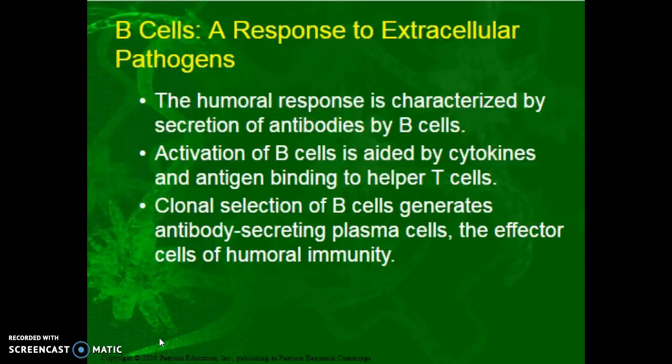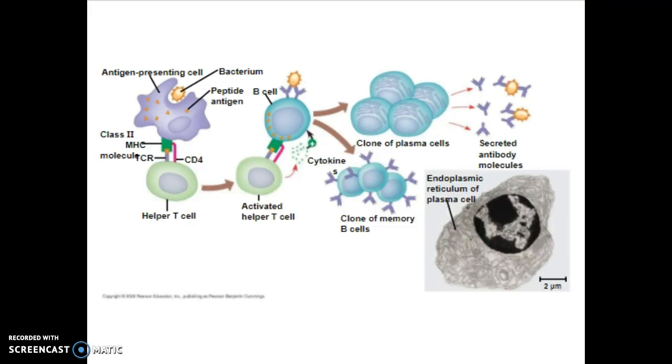Humoral response is the left side of the diagram we just talked through. That's going to be characterized by a secretion of antibodies by the B cells. B cell activation is going to be aided by cytokines and then binding to the helper T cells. Remember, helper T cells help everybody. And then clonal selection of the B cells generates the antibody-secreting plasma cells, which are the effector cells of the humoral side of things. Here's a picture that shows that.